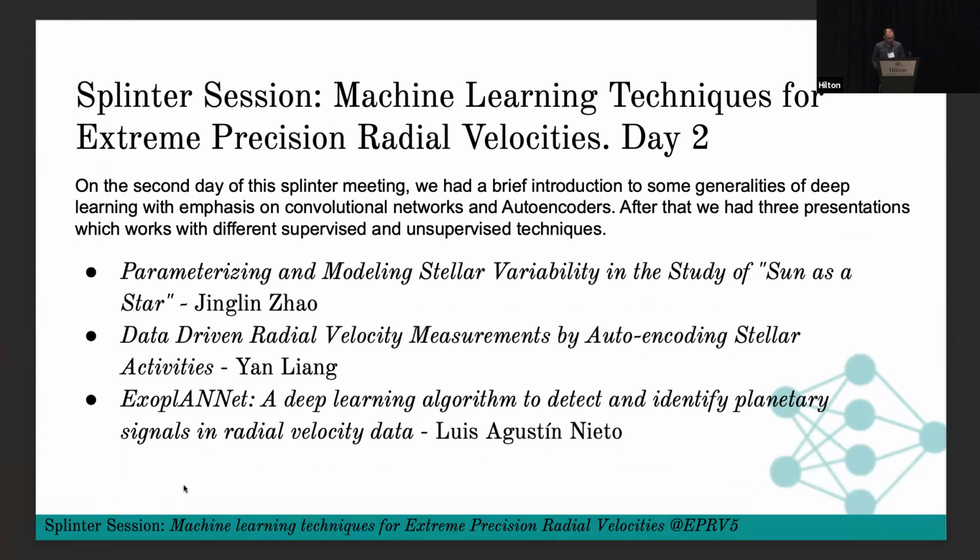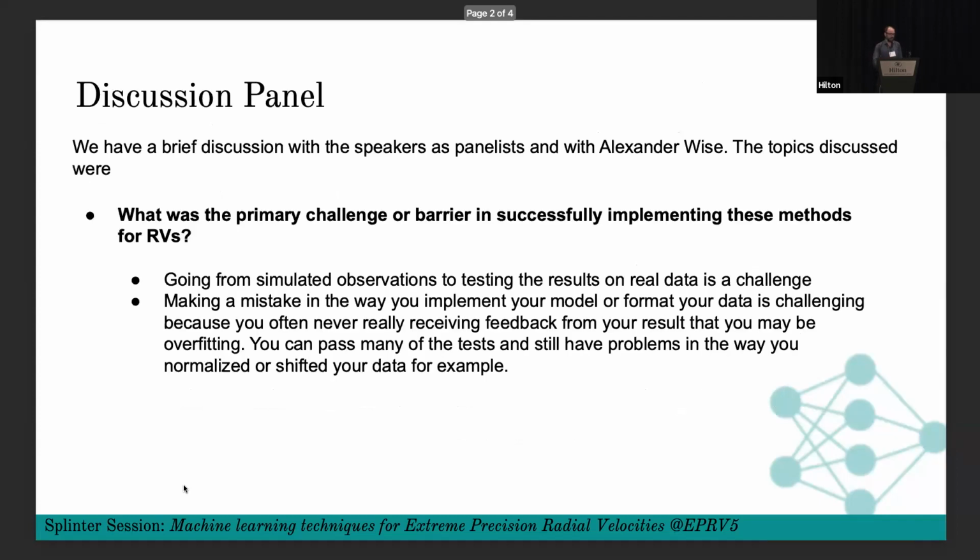Hi. So we have our second day of the machine learning Splinter session. In this day, we have a brief introduction to some generalities of deep learning, with emphasis on convolutional neural networks and autoencoders. After that, we have 3 presentations, which work with different supervised and unsupervised techniques. The first 2 were very interesting, and the third one, not much, because this was mine. After that, we have a very brief discussion with the speakers as panelists and with Alexander Weiss.